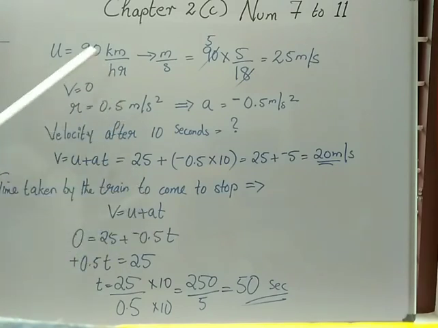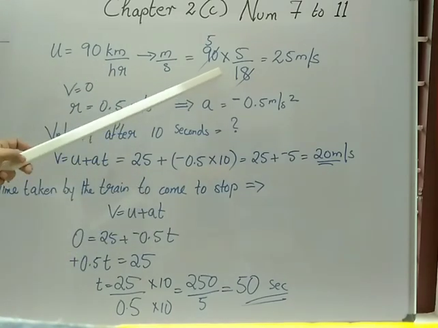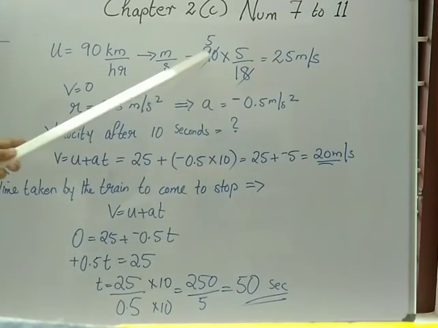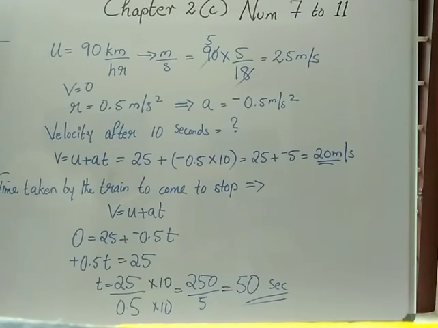So our first step is to convert kilometer per hour to meter per second. How will you convert? Just multiply by 5 by 18. 90 into 5 by 18. 90 and 18 will cancel. 5 into 5, 25 meter per second. So initial velocity we got as 25 meter per second.